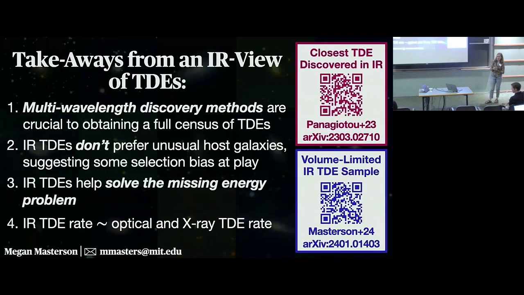So with that, I'll just say that the key takeaways that I want you to walk away with are that you really need multi-wavelength discovery methods to obtain the full census of TDEs, and that IR-TDEs help solve this problem of host galaxy demographics as well as the missing energy problem, and they're occurring at a rate that's comparable to your optical and X-ray selected populations. And if you're interested, the papers are linked here. Thank you.